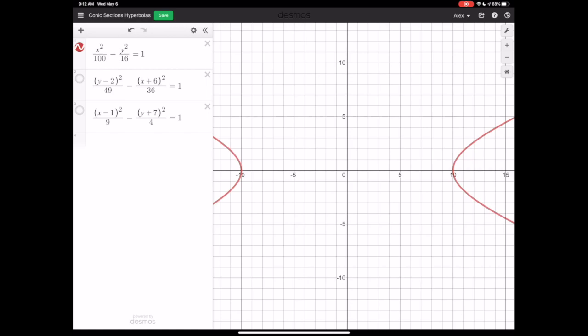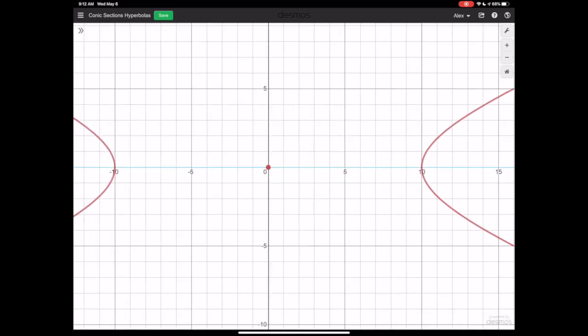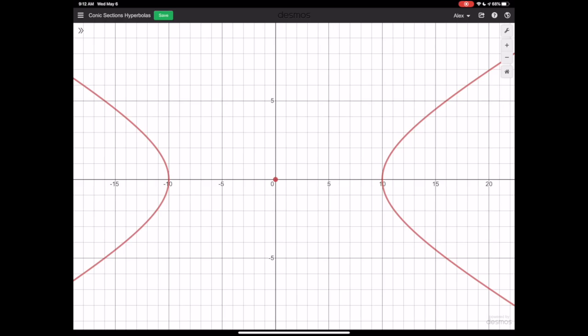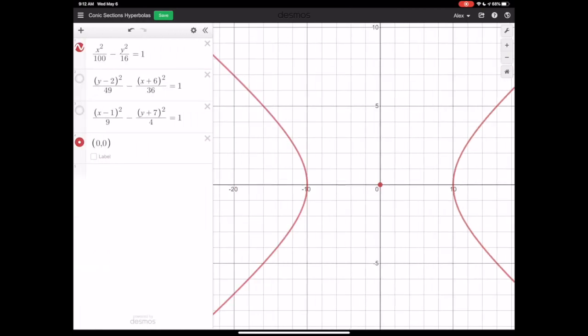In the first function, notice that there's no h and k, like when we did circles and ellipses. So my guess is that the center would be at the point (0, 0). And notice that with the x squared coming first, the hyperbola is opening horizontally, along the x-axis, to the left and right. The next thing to notice is that in the equation, underneath the x squared was a 100.